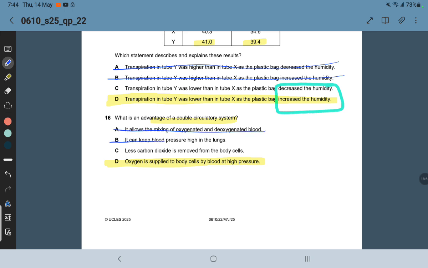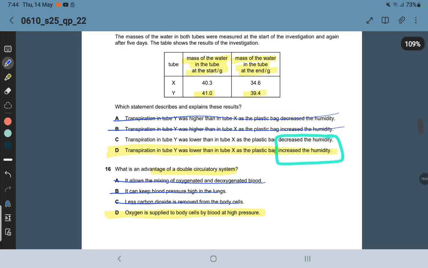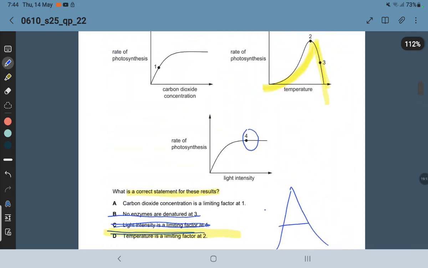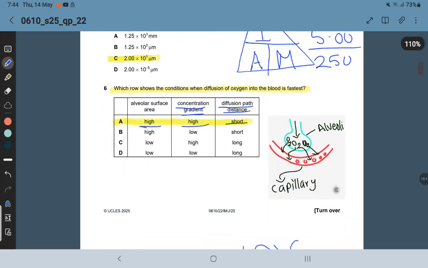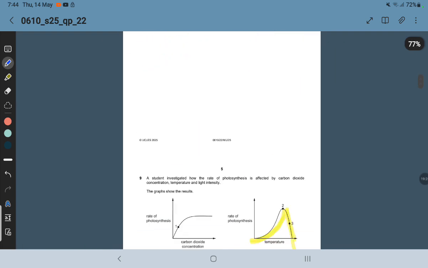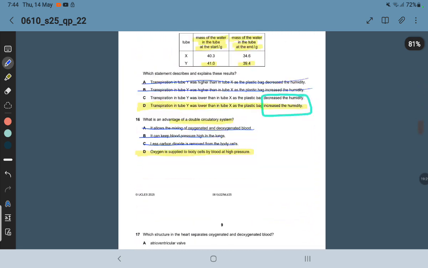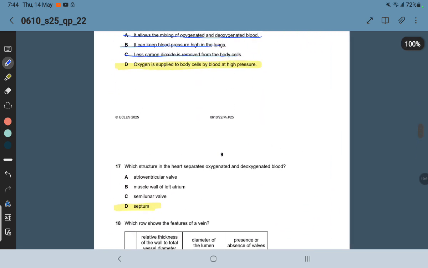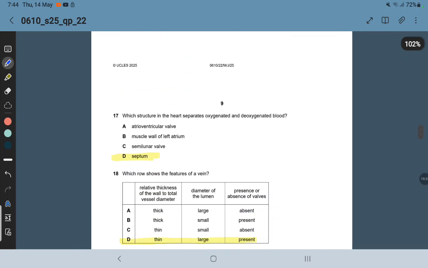Keep blood pressure high? Of course, no. We want to ensure that the capillaries in the lungs are not damaged, so we keep the blood pressure low. Less carbon dioxide is removed from the body cells? Of course, more carbon dioxide is removed from body cells because the deoxygenated blood passes through the alveoli, and we can remember that from the alveoli question where I drew the alveoli. The carbon dioxide will be present in here, and it will be exchanged. It will move out of the lungs through the alveoli and be released into the air. Okay. So 16 is D.